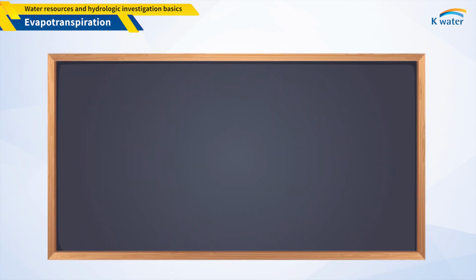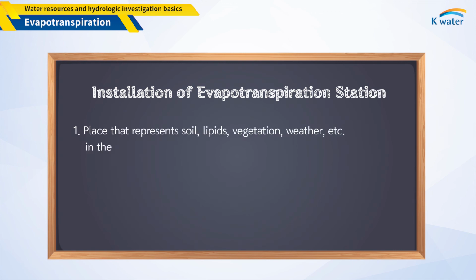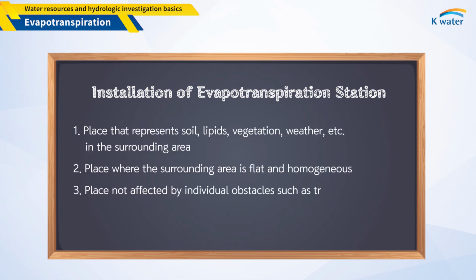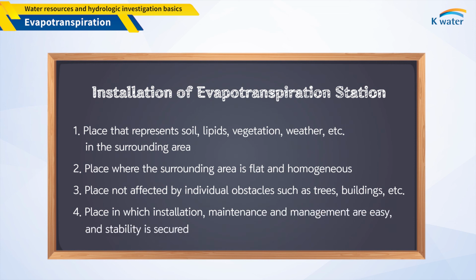An evapotranspiration observatory station should be installed in a place that represents soil, vegetation, weather, etc. in the surrounding area. A place where the surrounding area is flat and homogeneous. However, exceptions are made when it is installed in a mountainous area for special purposes, such as measuring evapotranspiration of mountains. A place not affected by individual obstacles, such as trees, buildings, etc. A place in which installation, maintenance, and management are easy and stability is secured.